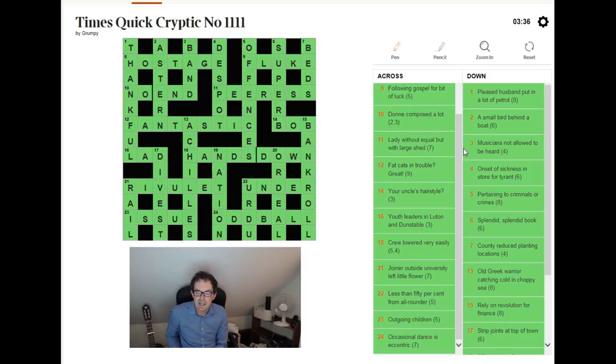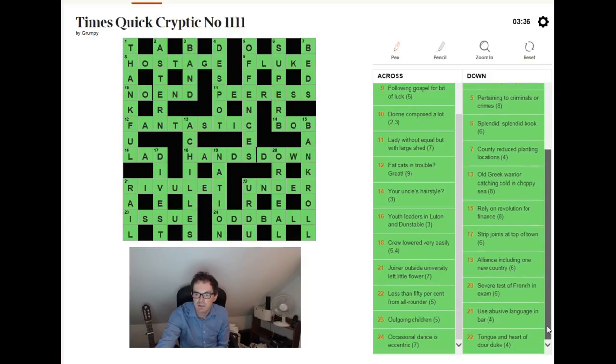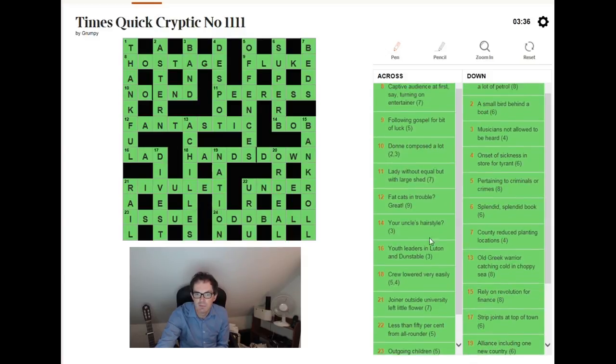But with large shed doesn't mean anything to do with your garden and a building in it. It means to shed, to dispose of, an abbreviation for the word large. So if we get rid of the L there, we get peeress, which of course means a lady. A beautiful clue, very misleading if you're not used to reading these puzzles or reading the clues carefully. And so I don't want to go through every clue here, but just a few of them, the ones I particularly noticed as I went through.